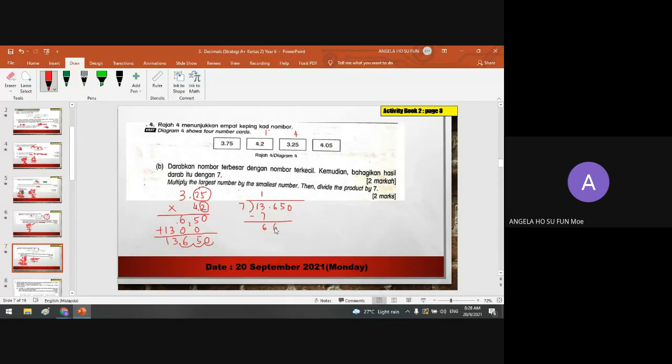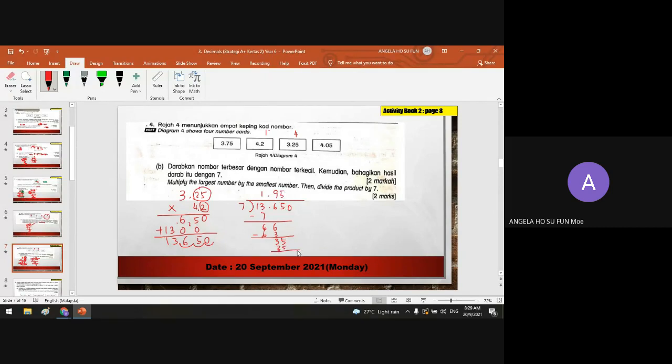Bring the 6 down. Before that, don't forget your decimal point. You need to put the decimal point first. Okay, 66. So 7 times what? 7 times 9. Answer is 63. I minus out. I left 3. I bring the 5 down, become 35. So easy only. So 7 times 5 is 35.